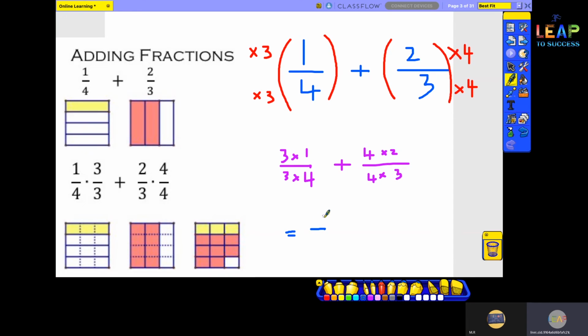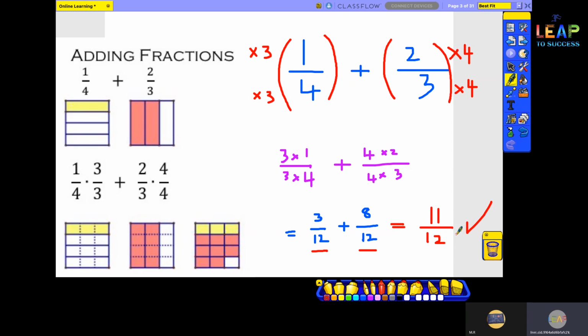So we end up with 3 times 1, which makes 3, 3 times 4, which makes 12, and we're adding 4 times 2, which makes 8, and 4 times 3, which makes 12. Now, I'm sure you've already noticed that your denominator is the same. So now it's the same as what we did on the last example. We keep the denominator the same in the answer, and then we just simply add up the numerators. 3 add 8, which makes 11, and that gives us our final answer.